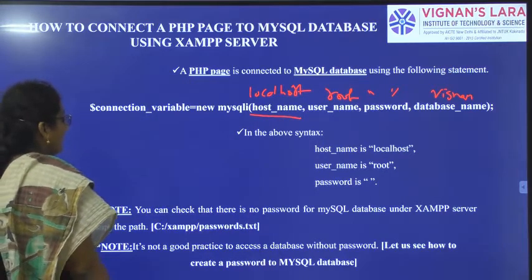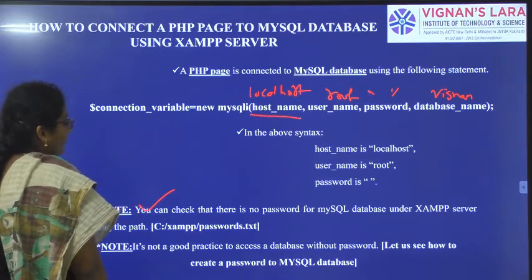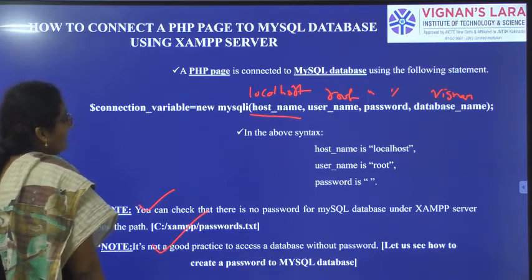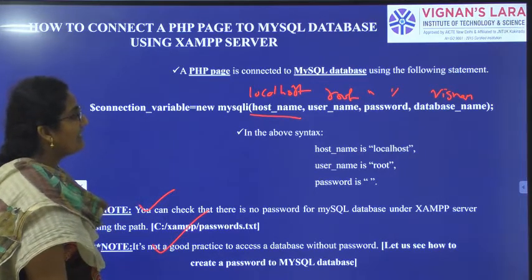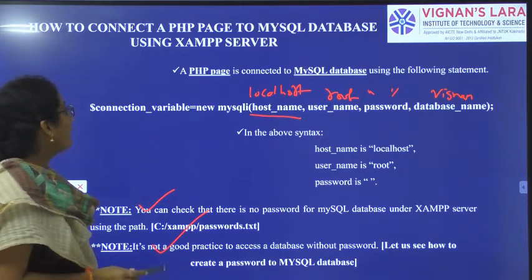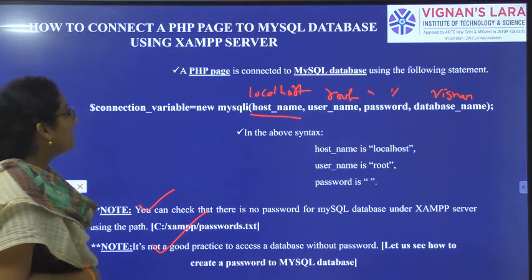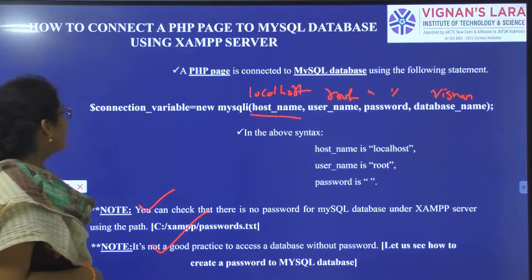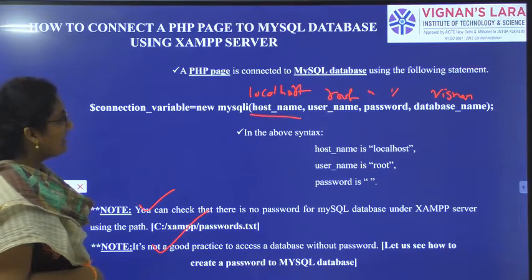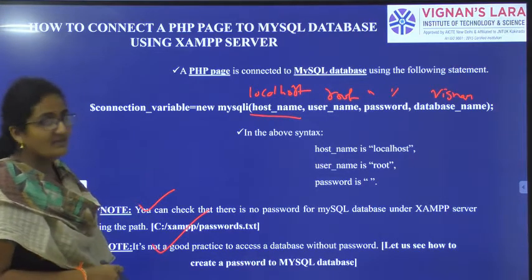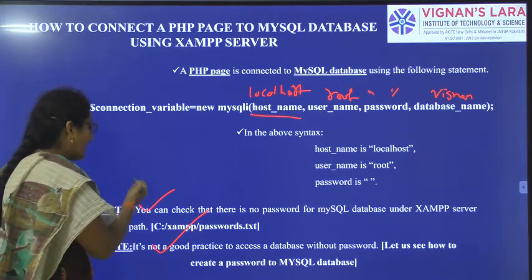You can check that there is no password here. If you don't have a password, storing the data in a database is not a good practice. So let us create the password for that. First of all, we want to connect the PHP page to the MySQL database server using XAMPP. For that we have connection variable, new mysqli, host name, username, password and database. Host name will always be localhost, username will always be root, and we don't have any password here.